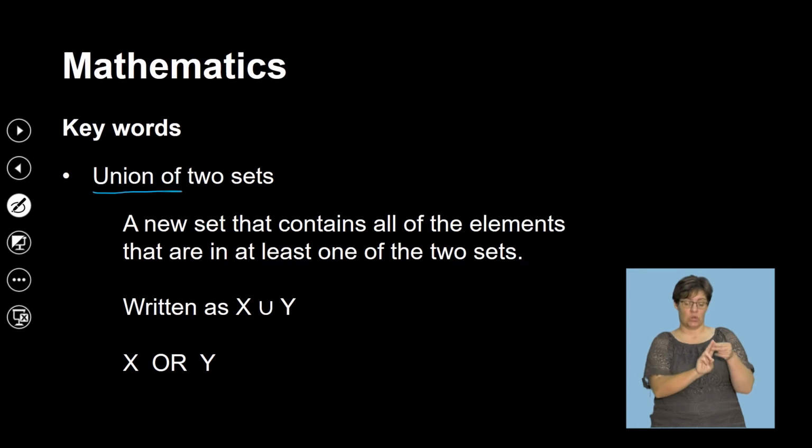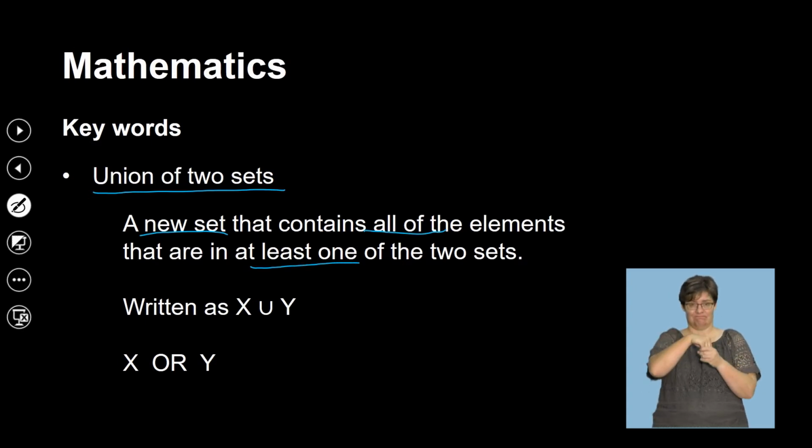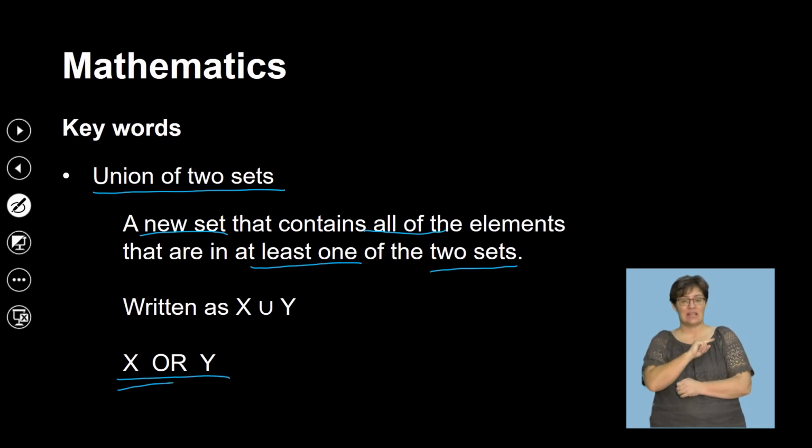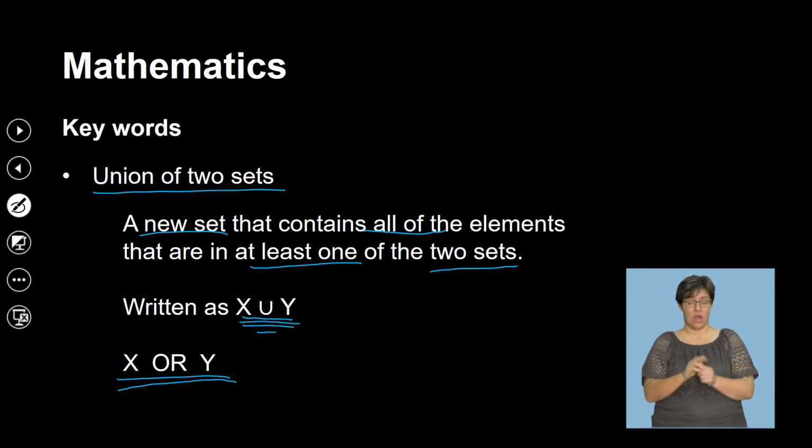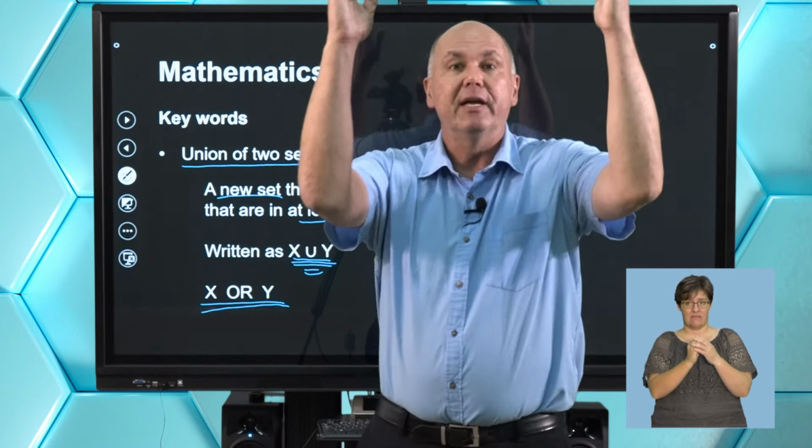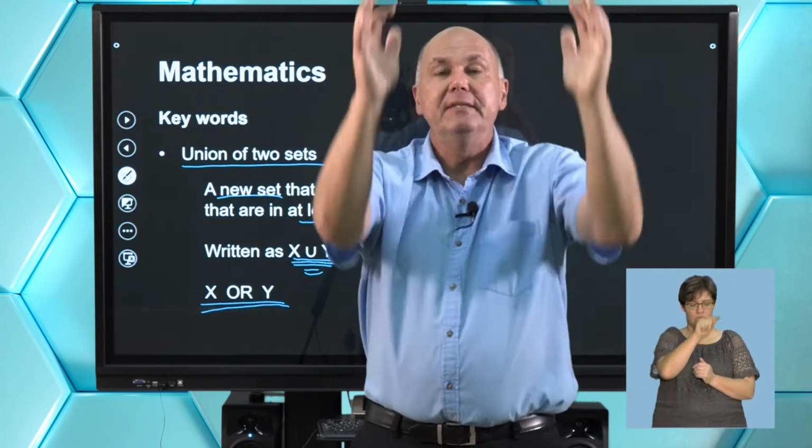The union of two sets is a new set that contains all of the elements that are in at least one of the two sets. So it must have all the elements of X, and it can also have the elements of Y, but some of the elements of X could be in Y, and that's why we use the notation X or Y. Please notice that the symbol for union looks like a U, so it's up and down like this.